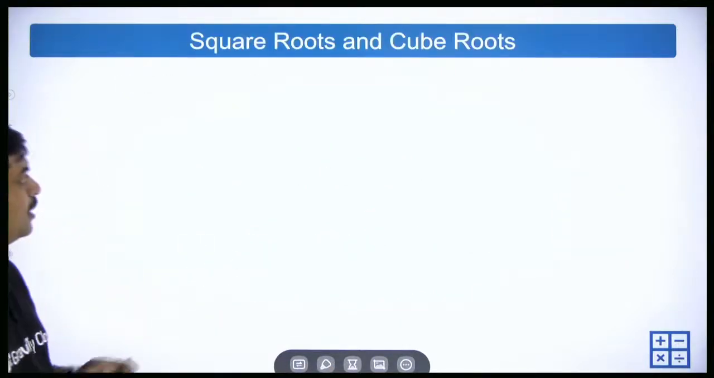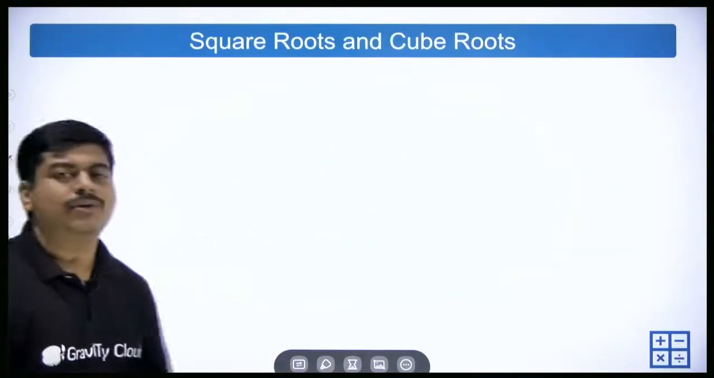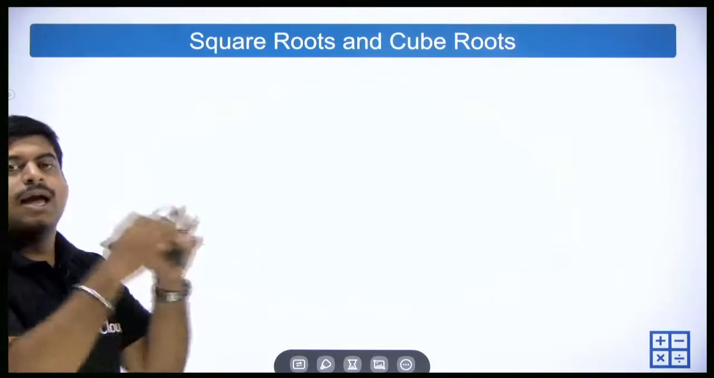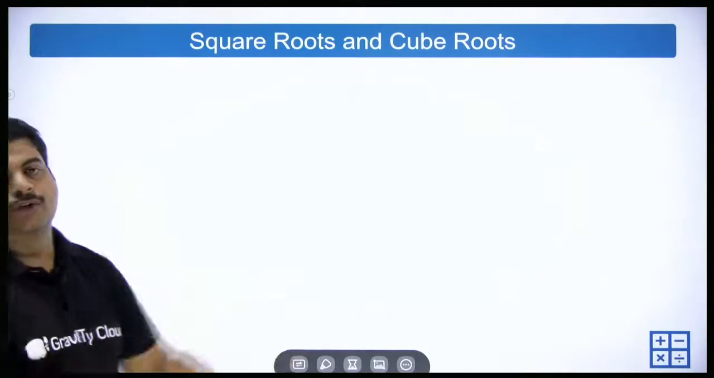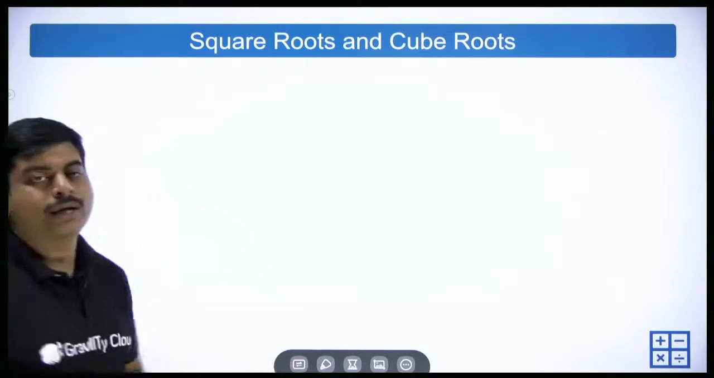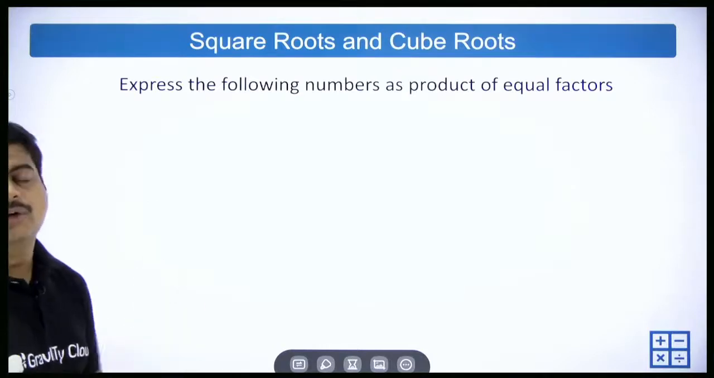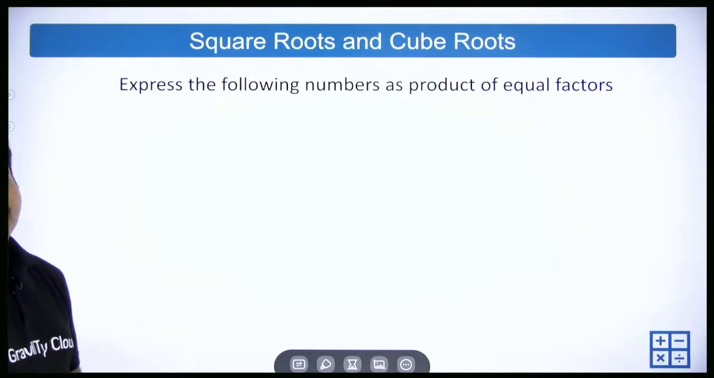Now, let's try to understand square roots and cube roots. Before that, let's try to understand squares and cubes. Then we'll go forward to square roots and cube roots. In today's class, we're going to discuss squares and cubes. Okay. Express the following numbers as a product of equal factors.